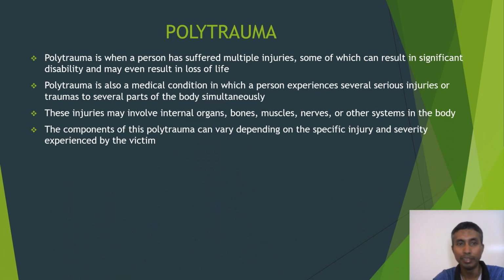Okay, what is polytrauma? Polytrauma is when a person has suffered multiple injuries, some of which can result in significant disability and may even result in loss of life. Polytrauma is also a medical condition in which a person experiences serious injuries or traumas to several parts of the body simultaneously. This injury may involve internal organs, bone, muscle, nerves or other systems in the body. The components of polytrauma can vary depending on the specific injury and severity experienced by the victim.